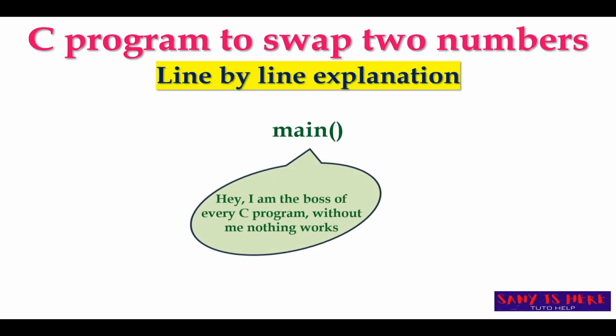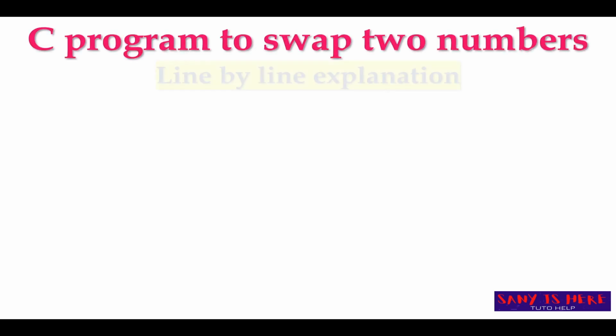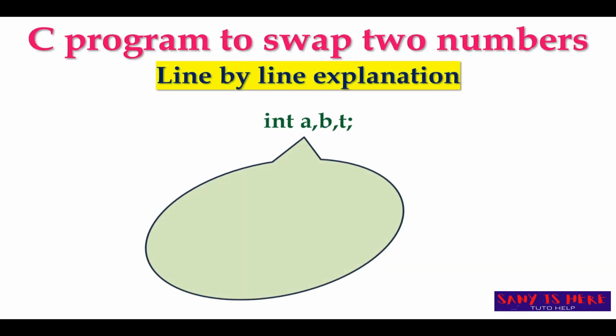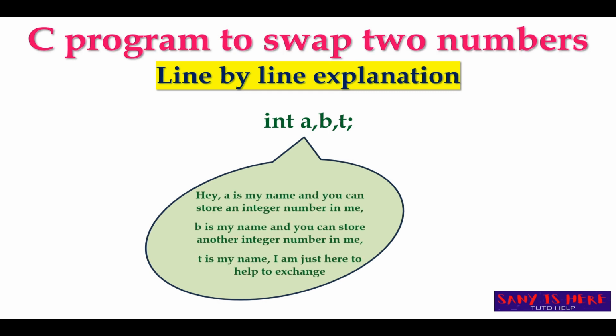What is main? Already you know. Hey, I am the boss of every C program. Without me, nothing will work. That's why we are including the main function. Then what is it? int a, b, t. Here we are using three variables. Hey, A is my name and you can store any integer in me. B is my name and you can store any other integer number in me. And T is my name. Why are we using T? I am just here to help to exchange.